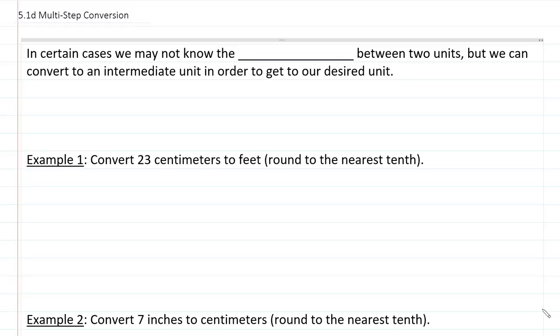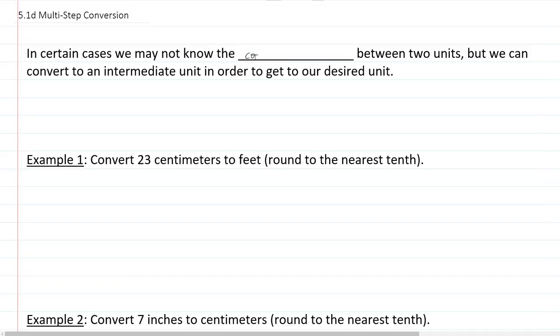5.1d, multi-step conversion. In certain cases, we may not know the conversion factor between two units, but we can convert to an intermediate unit in order to get our desired unit. So, to do this is a two-step process.